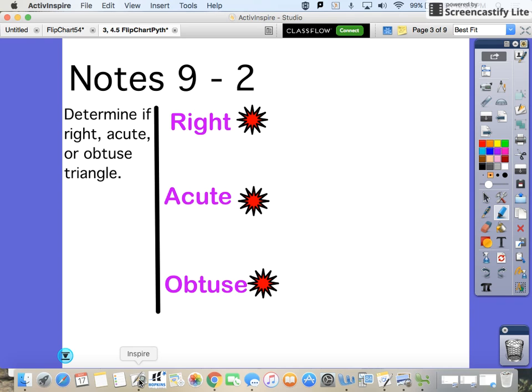This is Geometry Lesson 9.2. It's more work with the Pythagorean Theorem. It's still in the Pythagorean Theorem unit. There are three different types of triangles that we're going to be working with in this first section. We need to determine what type of triangle a set of numbers represents.